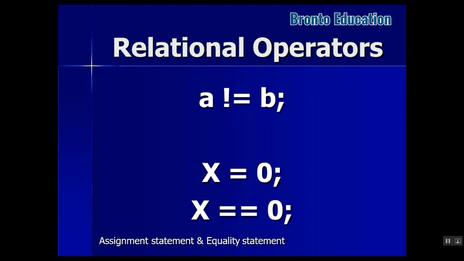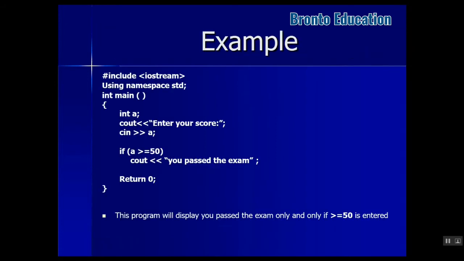When you use one equal sign, this is the assignment operator. You save 0 inside the x variable. But in the next one, because we have a relational operator, this actually checks if x is equal to 0. If 0 is inside x, then do what? There is an example.